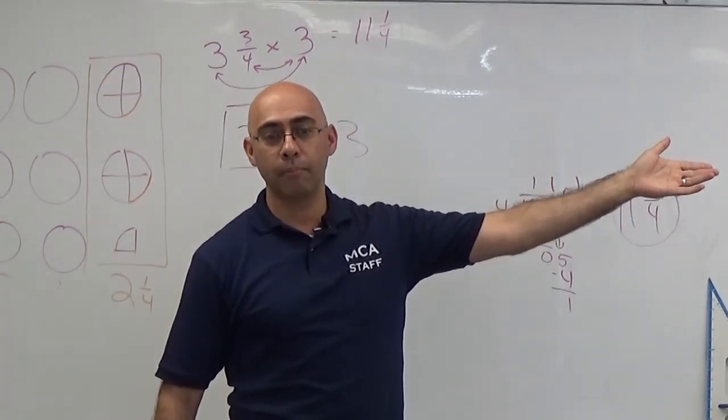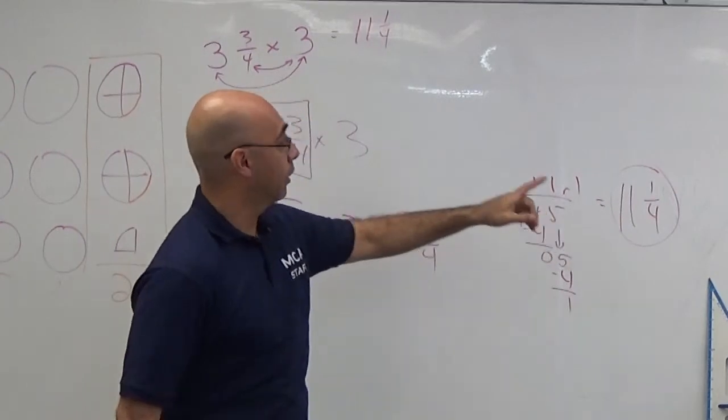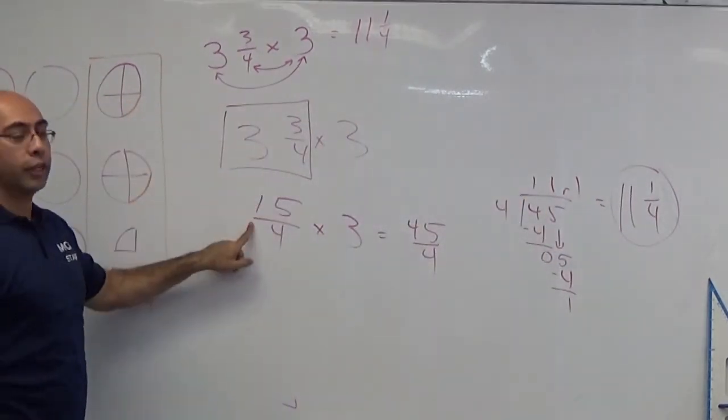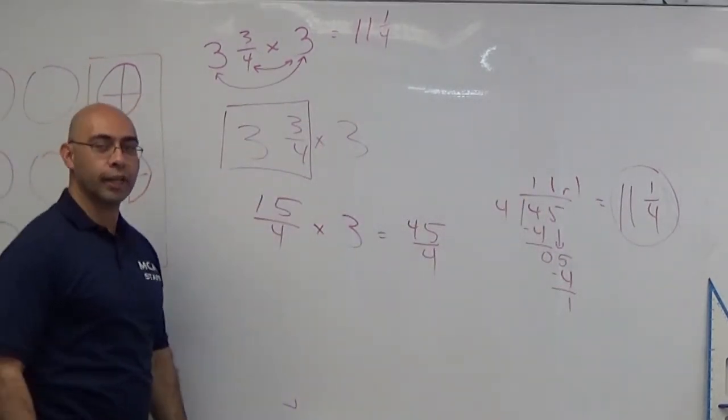So that's it. We'll just use Ray's method right there. Top times top, bottom times bottom. If it's this, just turn it into that. If you don't know how to do it, check out the video tonight.